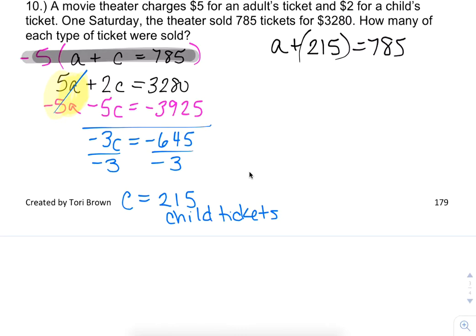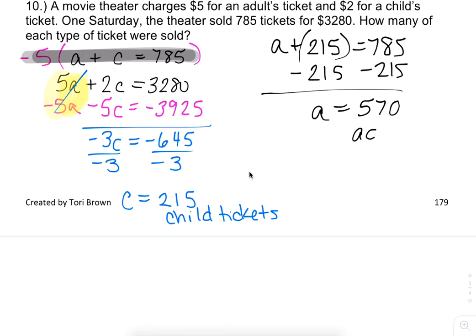We can go back and take that away. Minus 215 gives us the adult tickets. So 570 adult tickets. Again, make sure you are labeling it. It's not just tickets and tickets. It's child tickets, adult tickets.